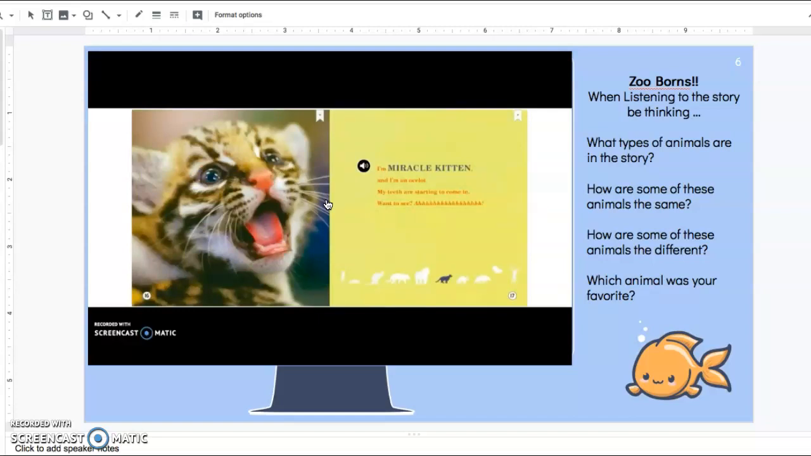I'm Miracle Kitten, and I'm an ocelot. My teeth are starting to come in. Want to see?